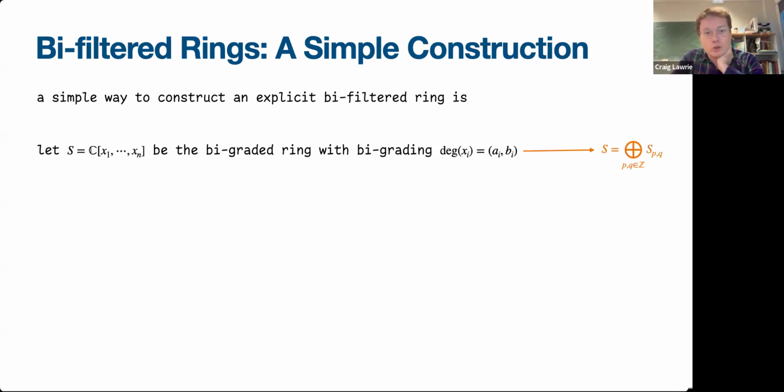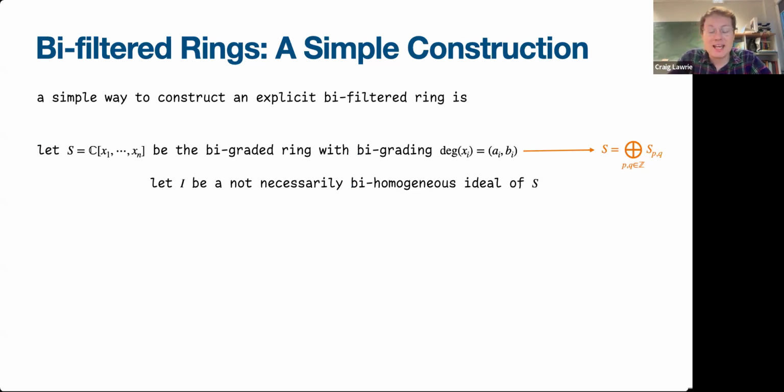In particular, we can assume that we start with a bigraded ring, which is just the ring in n free variables. The fact that it's bigraded tells you that the ring decomposes into a sum of subrings, like this. Now let's consider an ideal which belongs to S but is not necessarily bihomogeneous. In the cases we'll talk about, it will actually be homogeneous in one of the degrees and not homogeneous in the other. Okay.